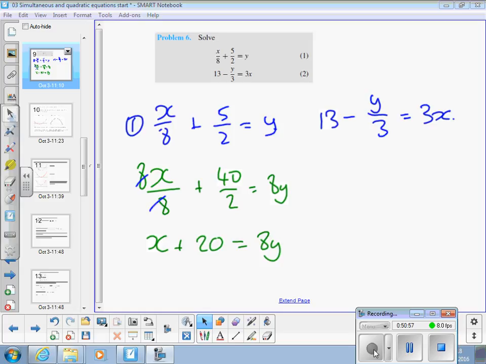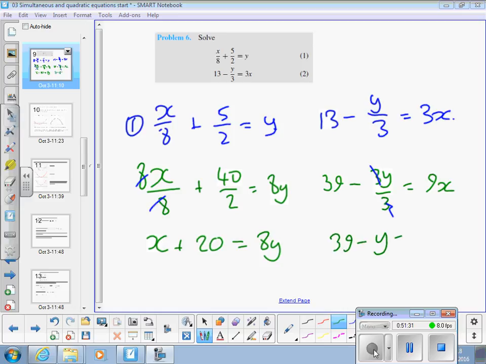So what do we got to multiply this one by? 3. So we've got to do 3 times 13 is 39 minus, that'll be 3y over 3, is equal to 9x, which cancels out here. These two cancel, so that's 39 minus y equals 9x. Everyone agree with that?